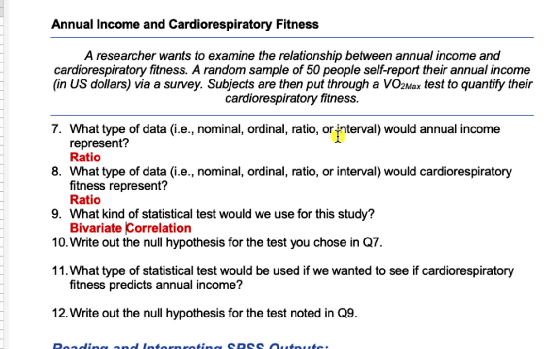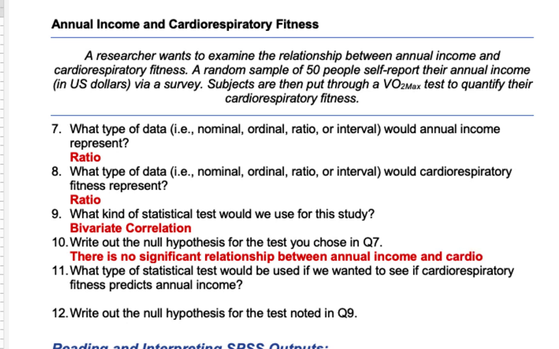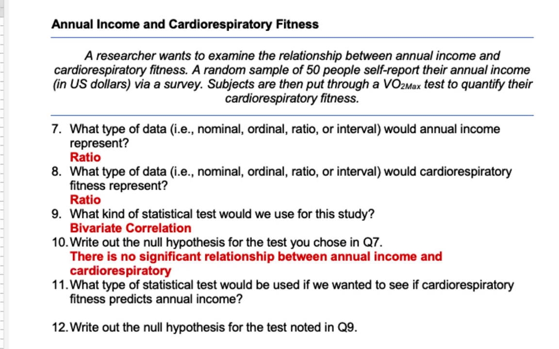Okay, sorry. I had a thought. We would be most interested in running a bivariate correlation to assess a relationship between two variables. So the null hypothesis for a bivariate correlation is that there is no significant relationship between our two variables, right? So in this case, it would be between annual income and cardiorespiratory fitness. Respiratory, I always have to say that to spell it.